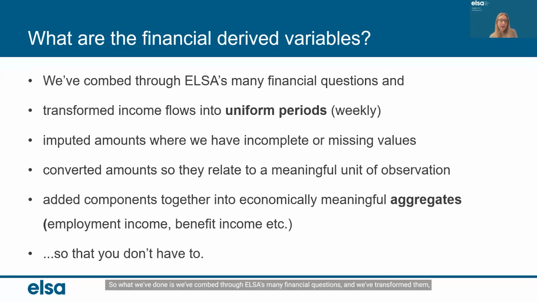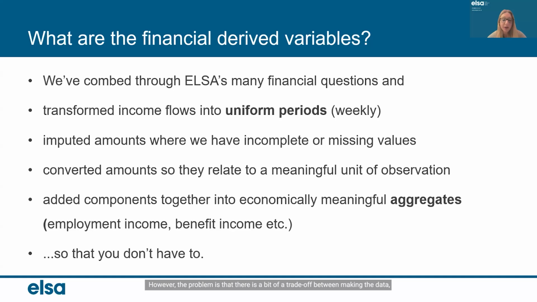So what we've done is we've combed through ELSA's many financial questions and we've transformed them firstly into uniform periods. We chose weekly, but we could have chosen any period, it doesn't really matter. We've imputed amounts where we have incomplete or missing values, and that might be due to item non-response or cases where we have a bracket value rather than a point value. We've converted amounts so that they relate to a meaningful unit of observation, which for ELSA is either a couple or a single person. We've added together components into economically meaningful aggregates, for example things like employment income, benefit income, and so on, so that you don't have to. And what we hope we end up with is something that's easier to use than the raw data.